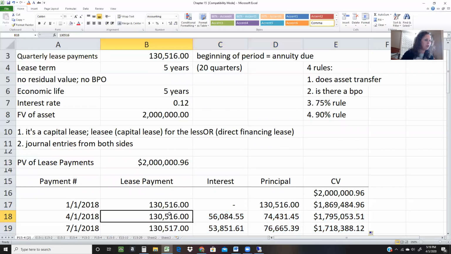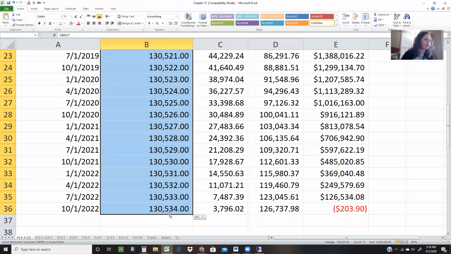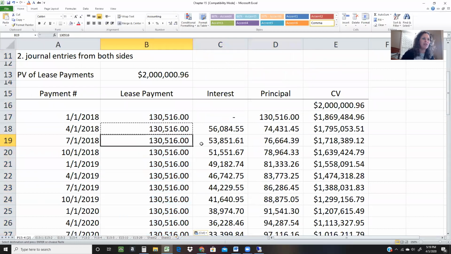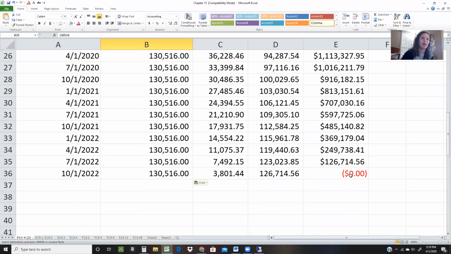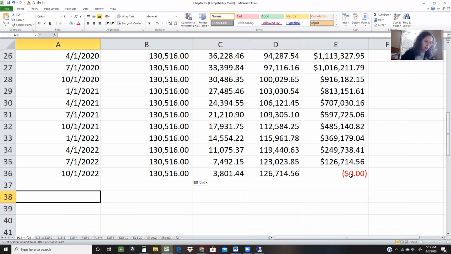Oh, you can't do that. You have to stay the same the whole way down. So 130,516 needs to stay the same all the way down, and we should end at 0. So there's our nice amortization table. We can use this to do our journal entries.